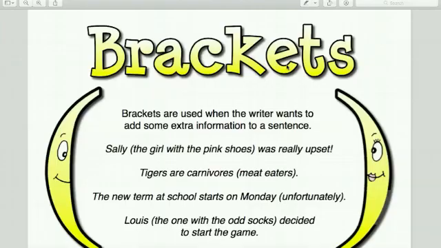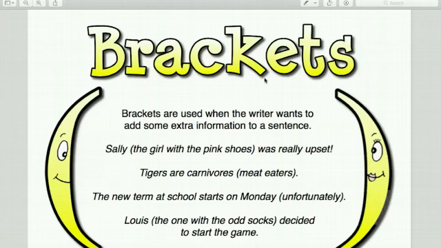So today's short session is going to be all about punctuation. We're going to be looking at brackets, how we use them, why we use them, and when we use them. Brackets are used when the writer wants to add some extra information. It's not necessary information, but it helps the reader if there's that little bit of extra information in there.